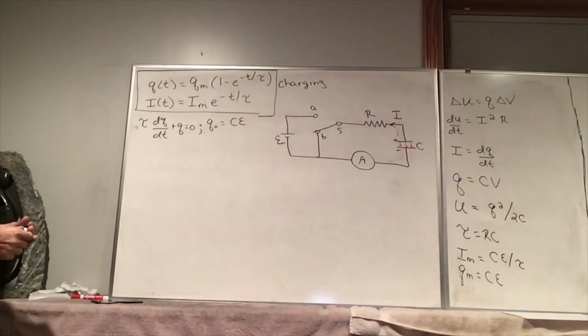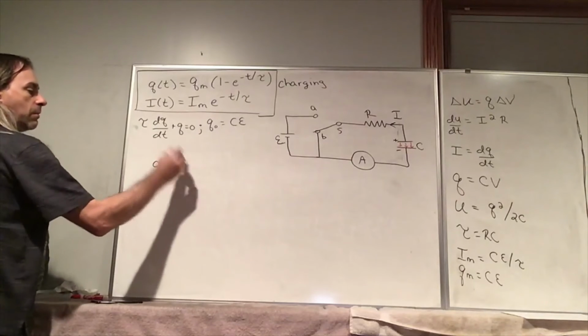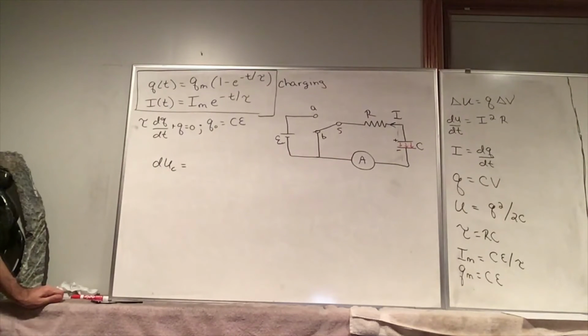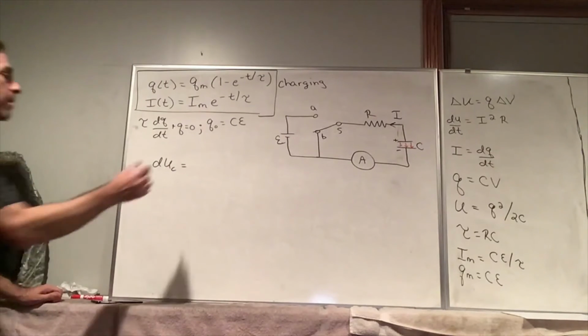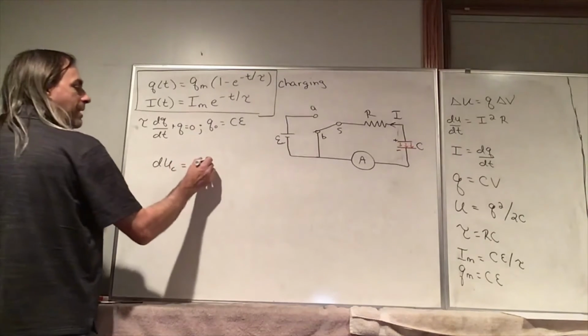So again, the energy in the capacitor, let's look at that. dU for the capacitor. That's where I screwed up. The electric field is getting weaker as the charge is moving away. As the charge is dissipating, the electric field gets weaker. So this term should have also been negative. And so that should be minus Q over C dQ.